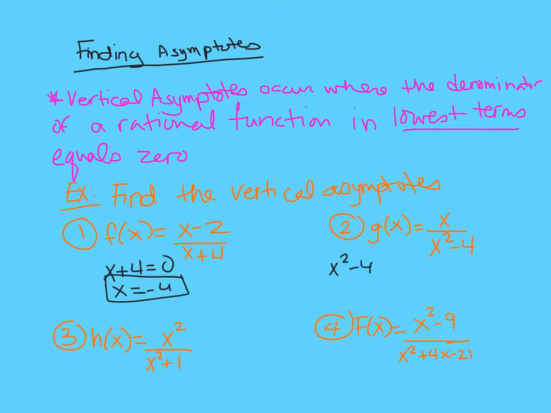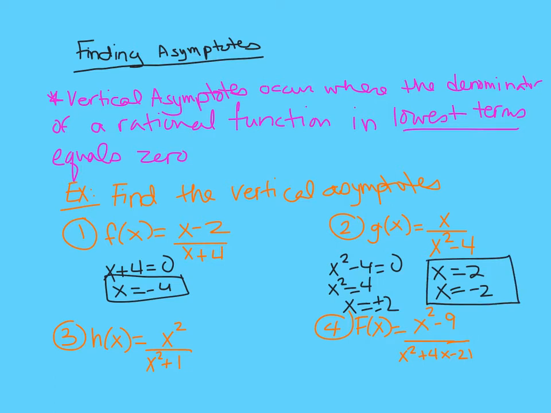Number 2 is the same idea. You can either factor this or you can solve it using square roots. If you do use square roots, don't forget that there is a plus or minus. So I have a vertical asymptote at x equals positive 2 and a vertical asymptote at x equals negative 2. For number 3, if you set your denominator equal to 0, you're going to find that the answer is positive or negative i. Actually, we can't have imaginary vertical asymptotes. So in this case, we don't have any vertical asymptotes.